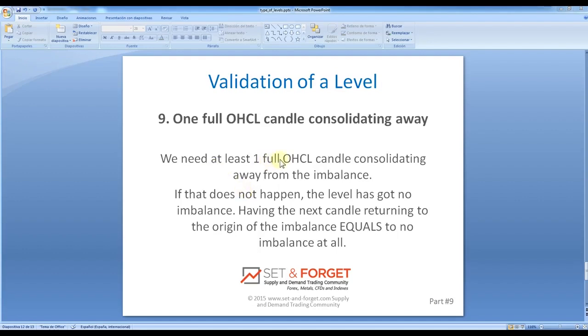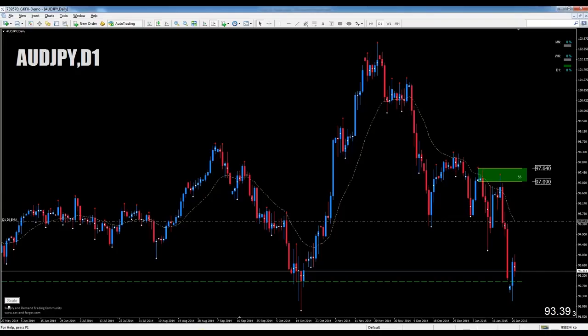We need at least one full OHCL candle consolidating away, and if it does not happen, the level has no imbalance. Having the next candle returning to the origin of the imbalance equals no imbalance at all. We are trading supply and demand imbalances. We are not trading balances. We want imbalances. So if price rallies from a level and does not consolidate away, that means there is no strength in that level. There is no imbalance. So let me show you here.